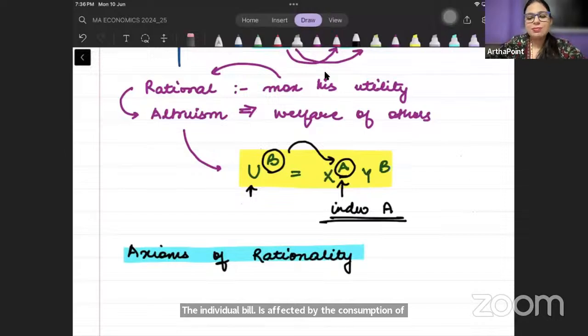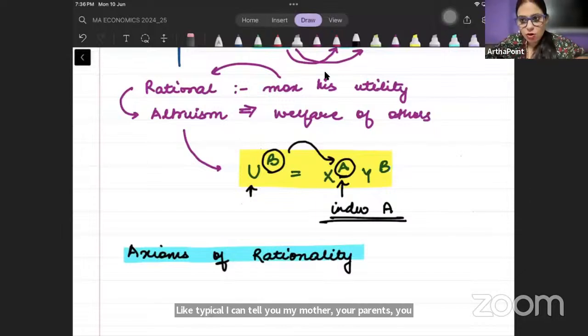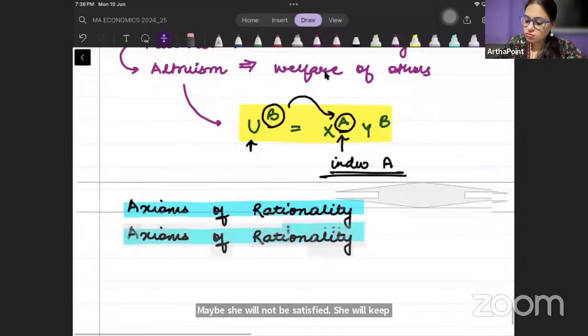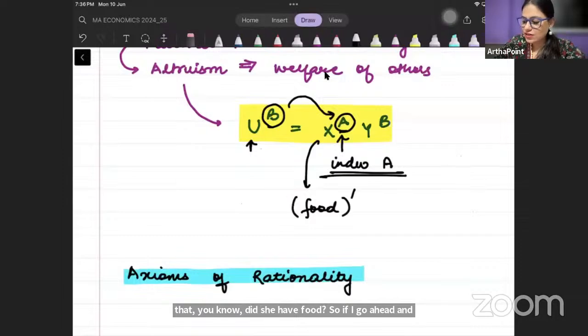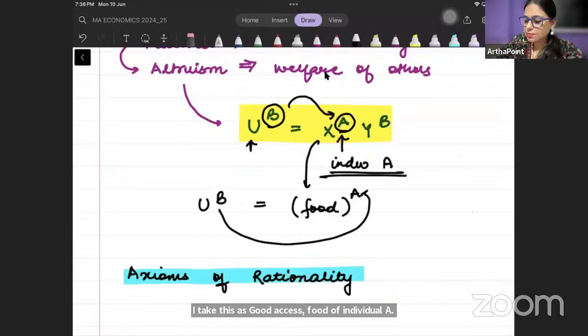Typically, I can tell you my mother, your parents, as long as I do not have food, maybe she will not be satisfied. She will keep thinking, did she have food? So if I take good X as food of individual A, the utility of individual B can be impacted by food of individual A. This is an altruistic consumer.